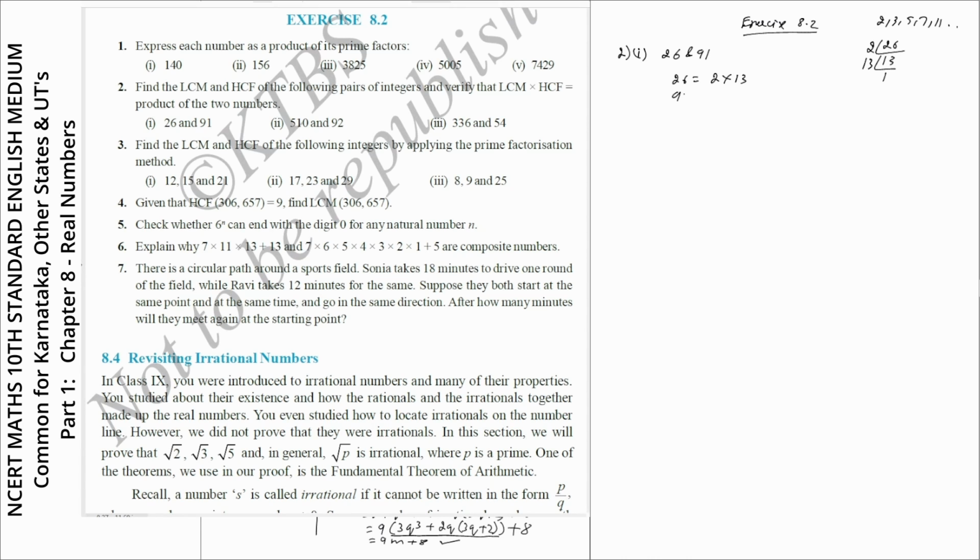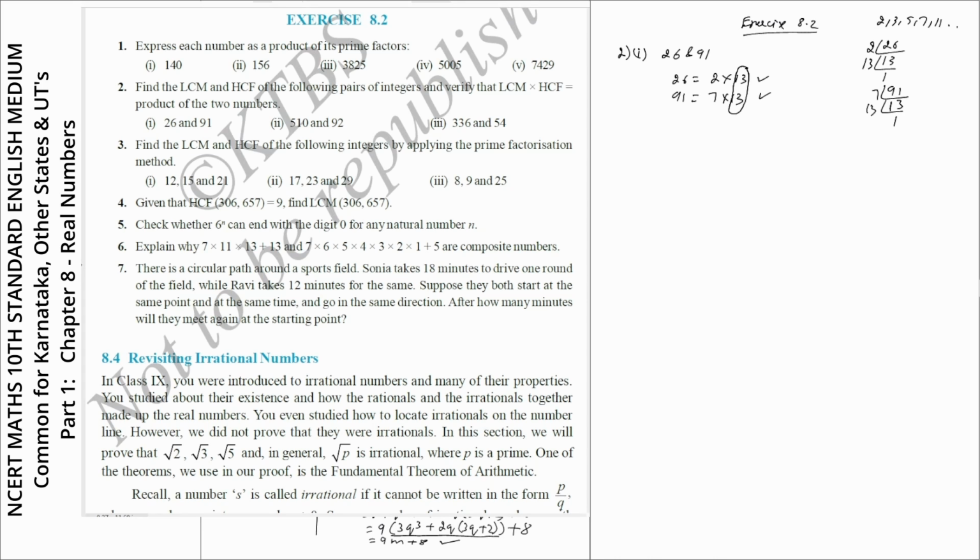Now 91 is divisible by 7. 7 ones are 7, 2 is remaining. 7 threes are 21. 13 is a prime number. So 91 I can write as 7 into 13. Now in these two, the common factor is 13. 13 is a factor of 26, and 13 is also a factor of 91.